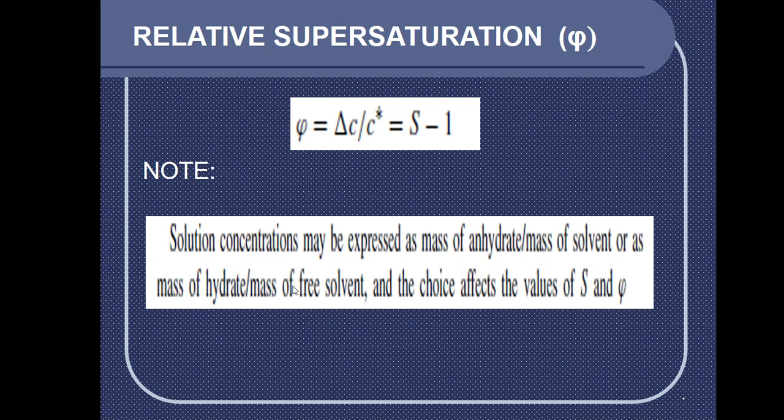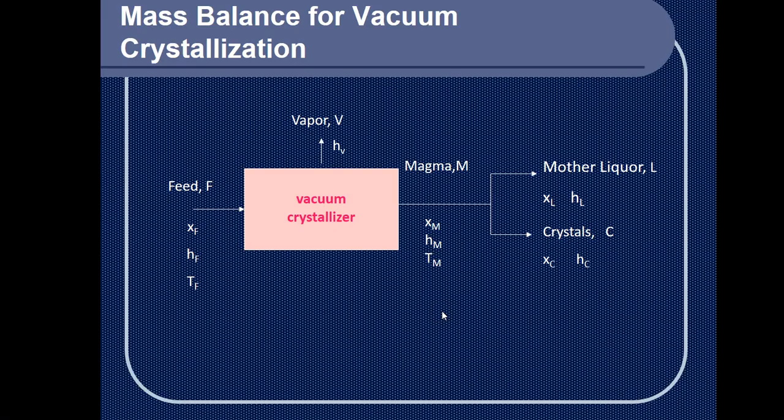So the most commonly used method of using concentration is the mass of anhydrate, and that is that of the dry solid only over the mass of the solvent. But it could also be like this. It could also express concentration in terms of the total mass of the dry solid and the solvent over the mass of the solvent. And this choice of using concentrations representation affects the values of the S and the relative supersaturation.